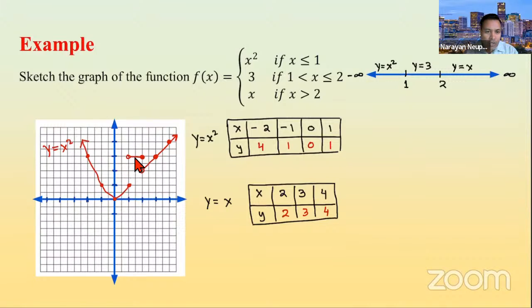Now you can write the equation for this middle portion. It was y equal to 3. And for this one, that is y equal to x. So we sketch the graph for the function.